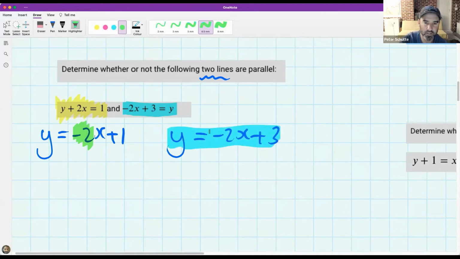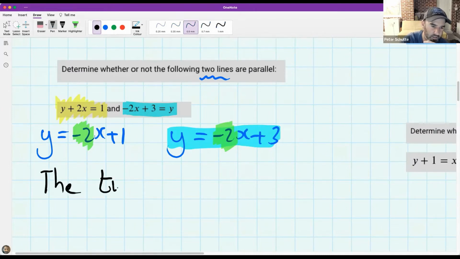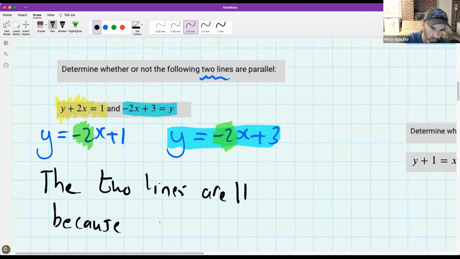Now, what I notice is the gradient is also minus 2. And so I can then say, oh, no, it's too thick. It feels like I've got the wrong type of brush. The two lines are parallel because M equals minus 2 in both.